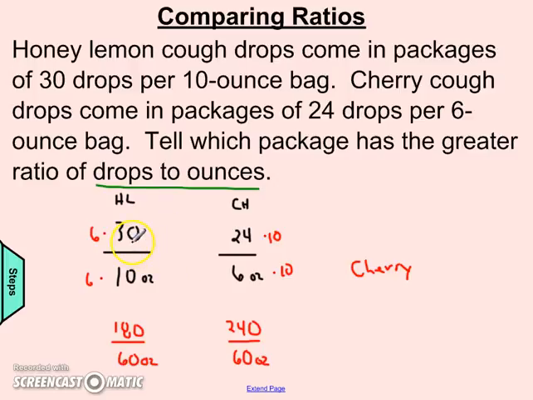I could do division. 30 divided by 10 is 3. 24 divided by 6 is 4. 4 is bigger than 3, so in this particular case I could have done that as well.